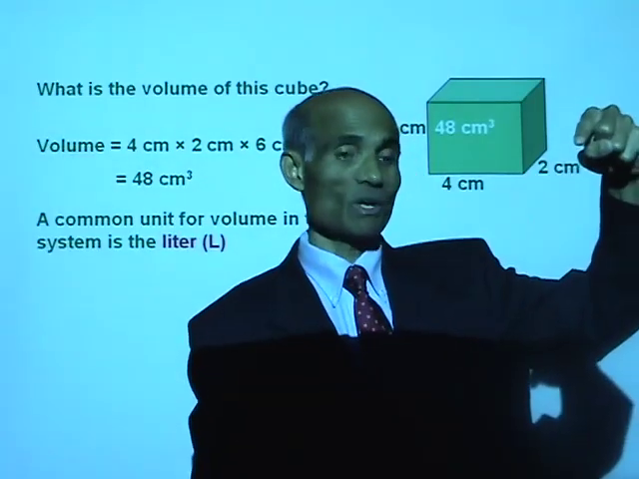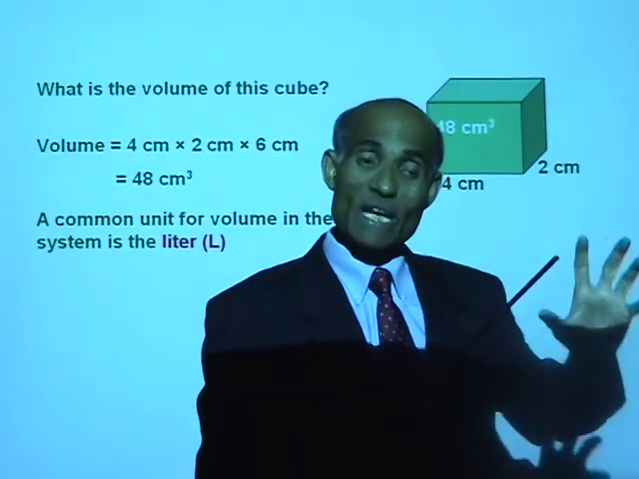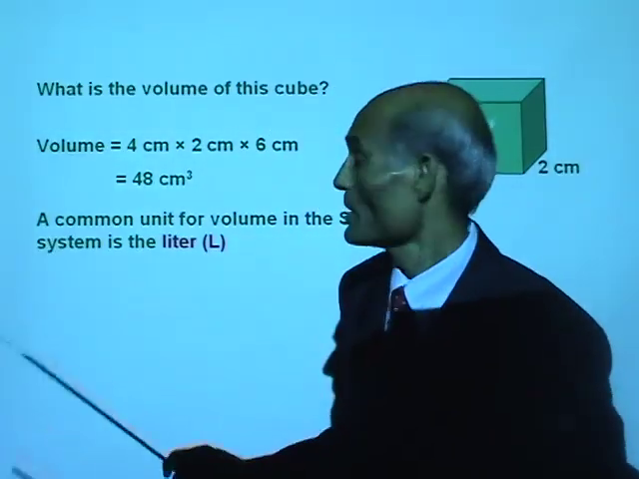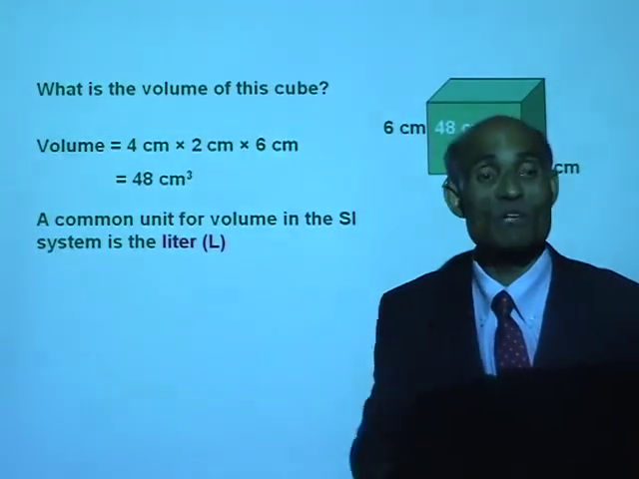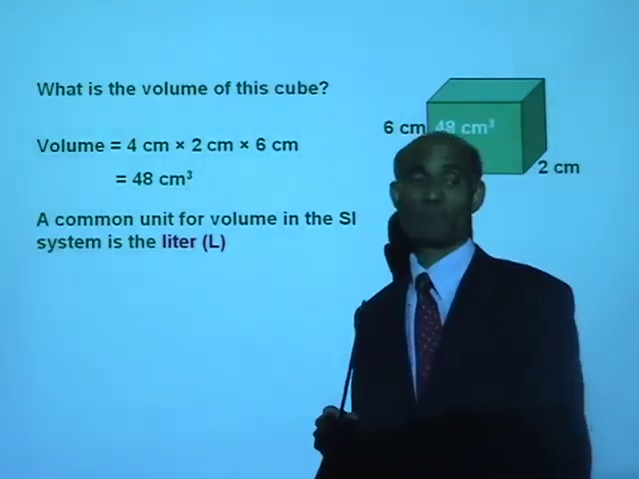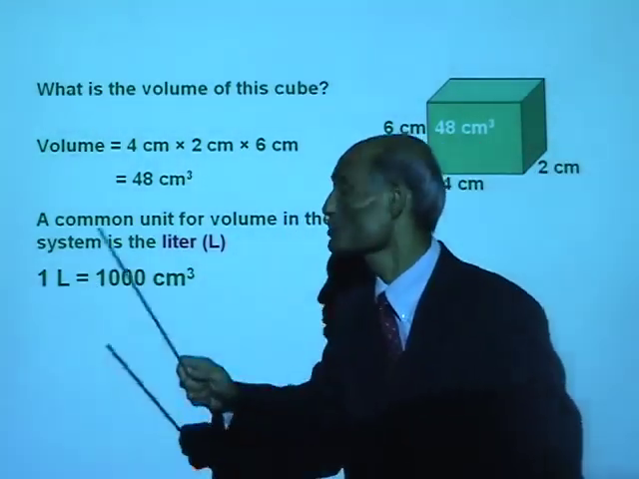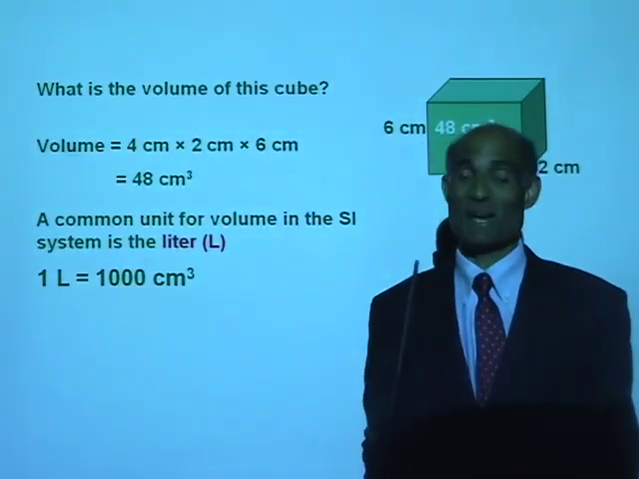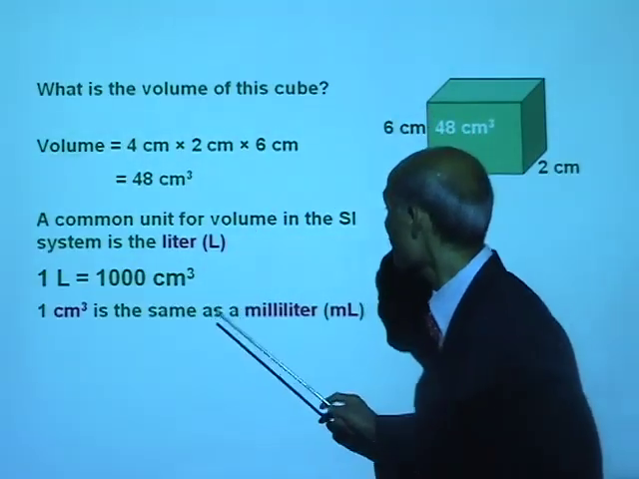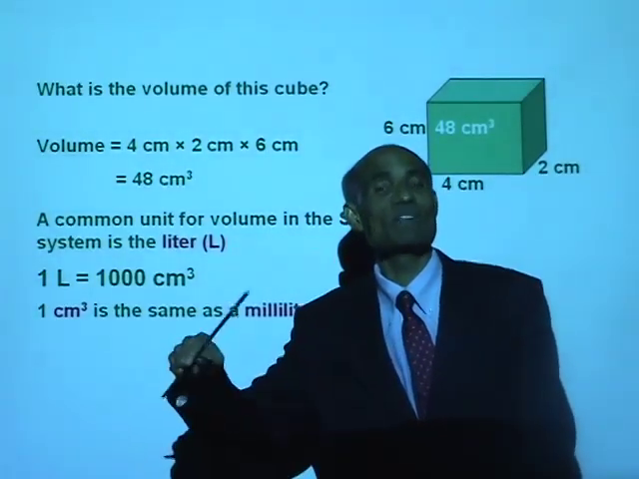Now look at your water bottle. Some of them have 383 milliliter. A Coke can says 255 milliliter. So the common unit for measuring volume in the SI system is a liter. Now, a liter is made up of 1,000 centimeter cube. I just told you that a liter is made up of 1,000 milliliter. See, a milliliter is 1,000th of a liter.